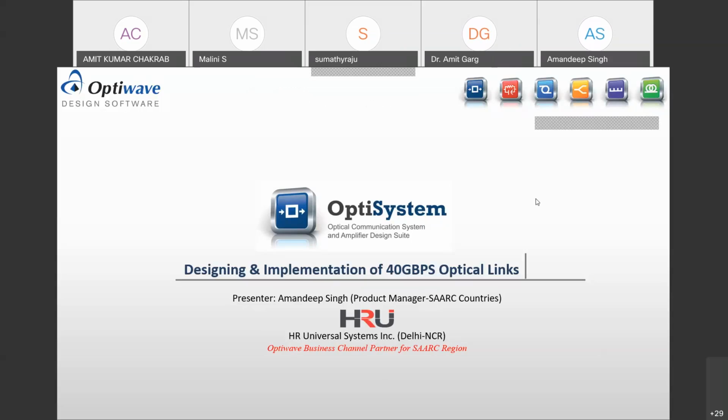Yes, good afternoon to everyone. So for the second session today, I shall be explaining how we can implement a 40 Gbps optical link. In that form, we shall be proceeding with the 40 Gb per second single channel transmission in SMF. SMF, you can say standard mode fiber or single mode fiber. In this case, we will be comparing RZ and NRZ modulation format transmission, right?